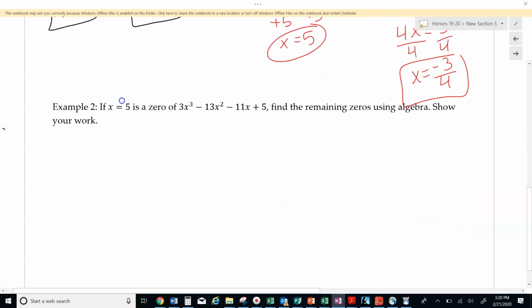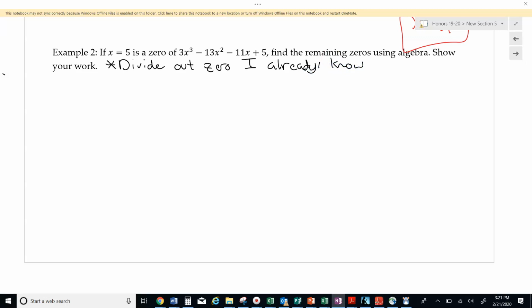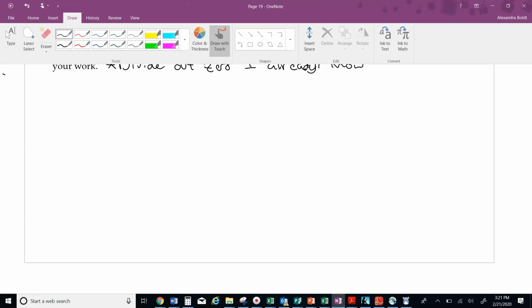Now, if x equals 5 is a 0 of this, find the remaining zeros using algebra. So I can't factor something that has a cube. We can only factor quadratics. But I already know one of my zeros. So all I'm going to do is divide out the 0 I already know. Okay, so I'm just going to take that first one away, and then whatever I'm left with, hopefully I can factor that.